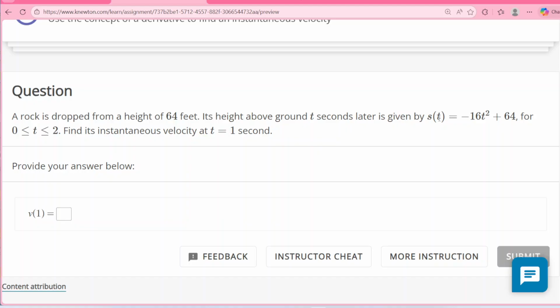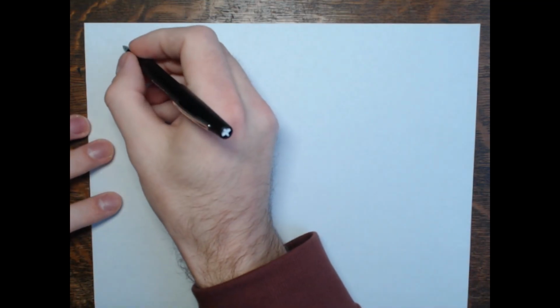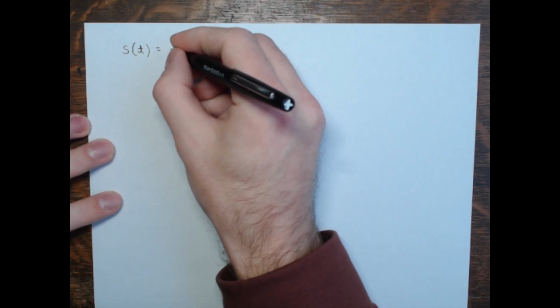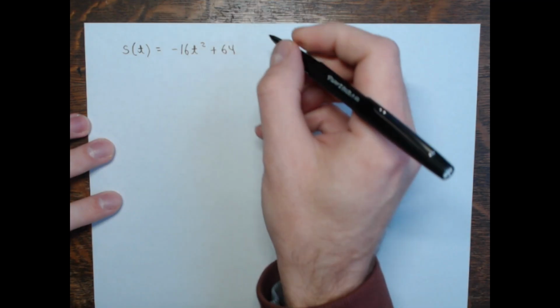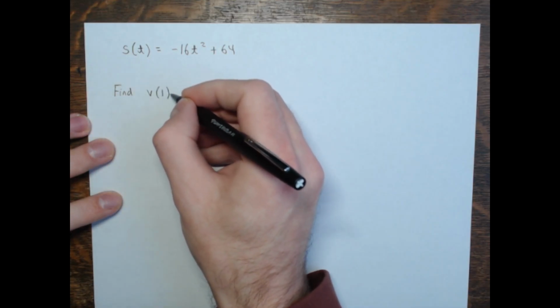So you see at 0 seconds, you're 64 feet up. That's what they said. And then 1 second later, we'll be at a different position. What we want to know, though, is the velocity at that position. Same definition as your derivative, slope of a tangent line, for everything in this video. So my position function is given by -16 t squared plus 64, and we want to find, again, the velocity at 1 second.